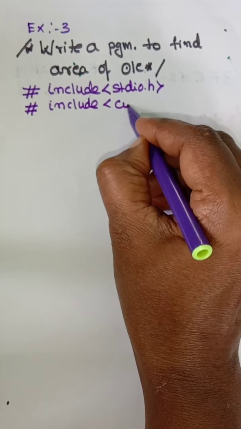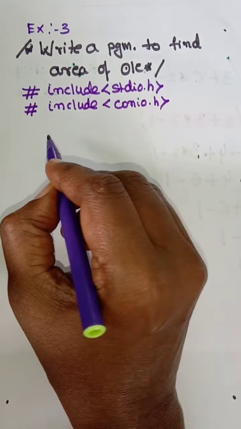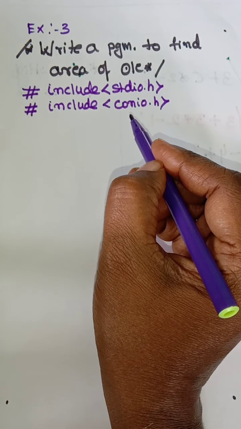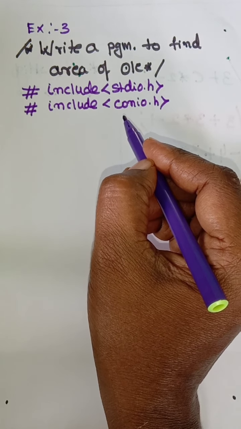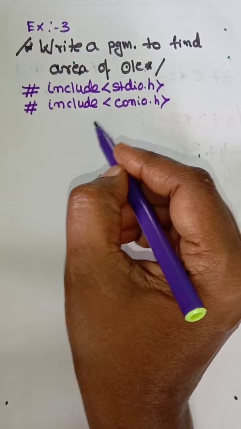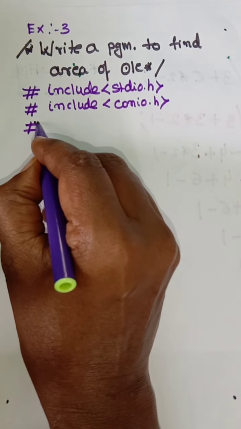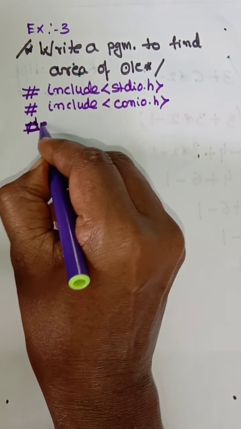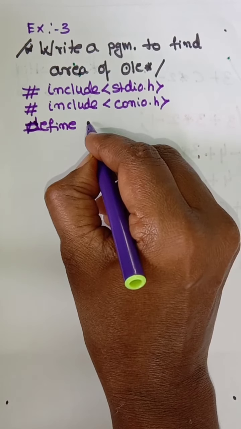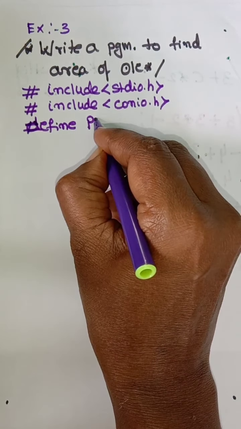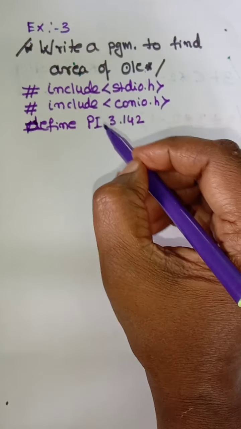That is called conio.h. What do you mean by conio.h? That is console input output header file. stdio.h is nothing but standard input output header file. And next, in this program I want to use a definition section. You have to write the define by 3.142.